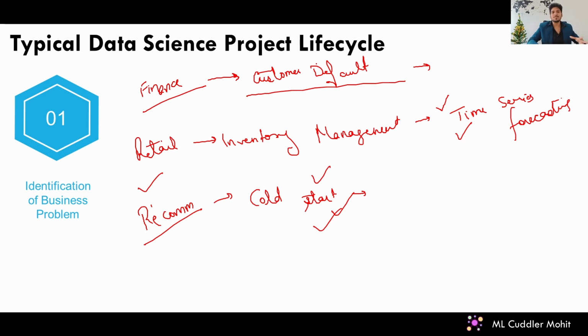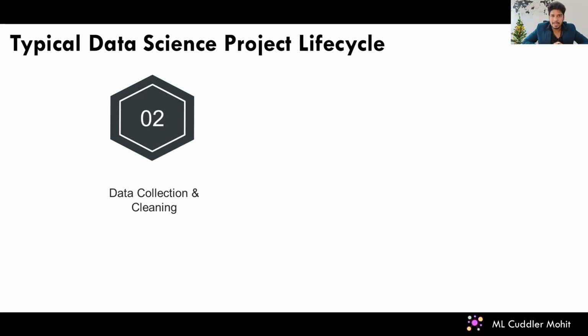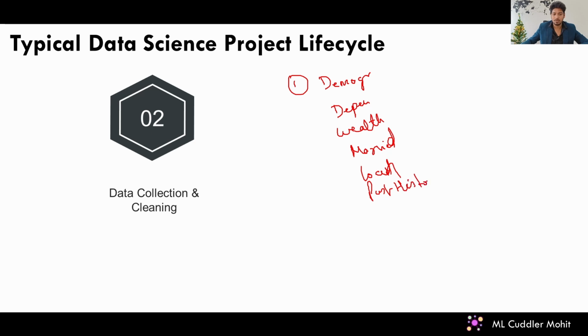Always when you have a business problem, you will start collecting the data about the business problem, guys. Now if I talk about the first example which I told, customer default, you will start collecting the data related to the customers. Now you can get personal information like demographic information, right? Or whether they have dependents or not, about their wealth, right? Or married or not. Then we have loans, past loans or not, past history about the loan, right?